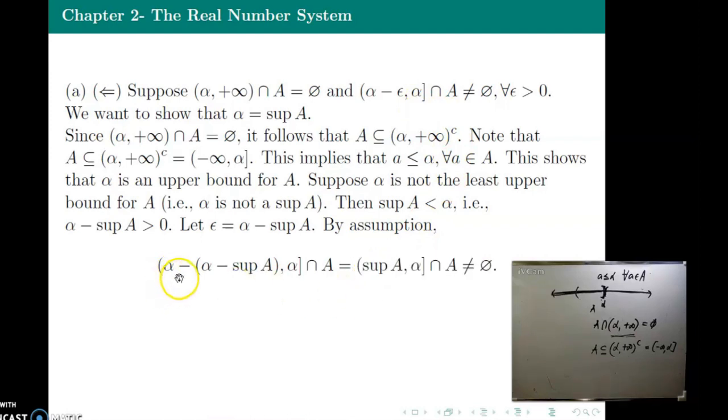So we have alpha minus epsilon, which is the supremum of A, up to alpha, closed interval, intersection A. So this is equal to this interval, supremum of A to alpha, and its intersection with A is not empty by our assumption. It's not empty. So, since it is not empty, we can let a be any element in this intersection. Then, the supremum of A is less than a. Why?